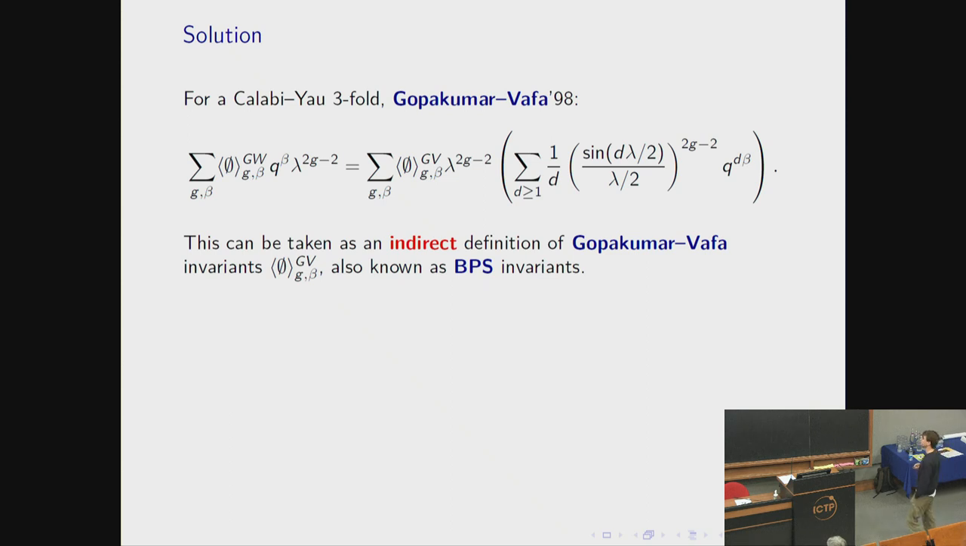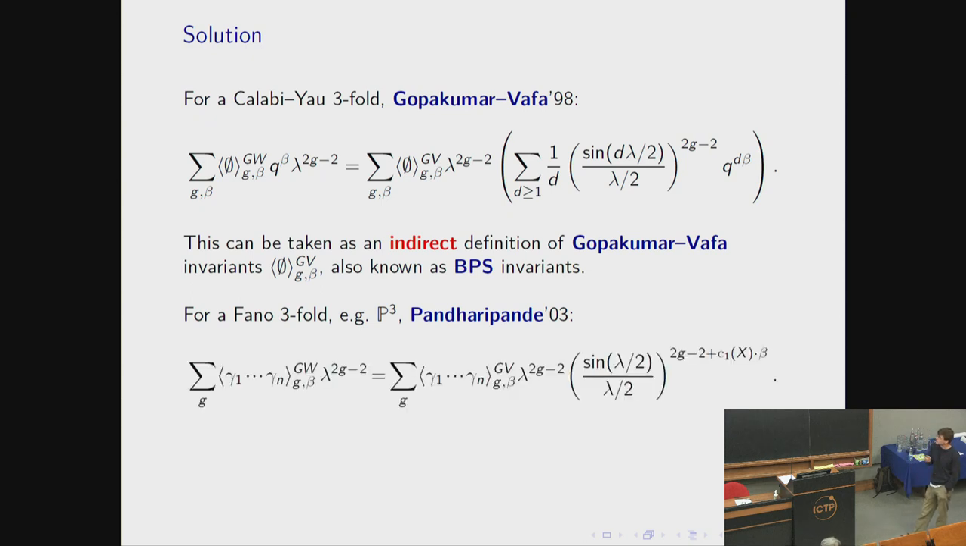Well, if you've never seen this formula, it might seem a bit arbitrary. In fact, you can perfectly explain it from a mathematical point of view, but before doing that, I'll just say that you can do the same thing, not for Calabi-Yau threefolds, but for Fano threefolds as well. So an example of a Fano threefold is just a projective space. So you do the same, you just put the invariants in a generating series. In this case, you have to also do insertions. You need to insert gamma i's.